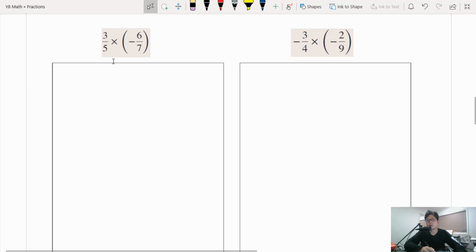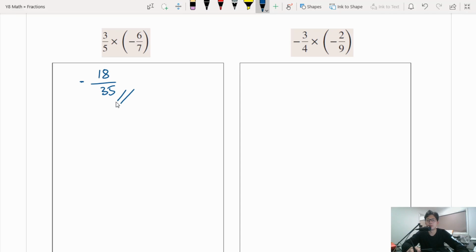So for this first question, we have a positive fraction to the left and a negative to the right. So we have one of each. That means our answer will be a negative fraction. So 3 times 6 will give us 18. 5 times 7 gives us 35. And our answer is negative, so we pop a negative sign at the front. Once again, always check if your final answer can be simplified. In this case, it can't, so this will be our final answer.